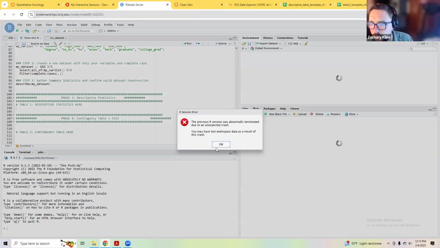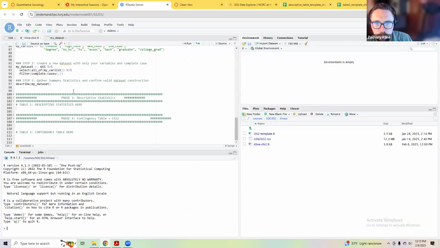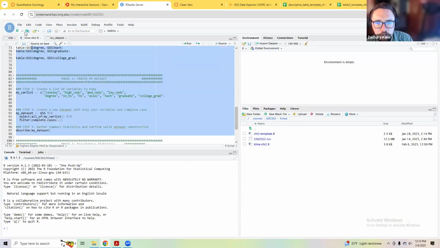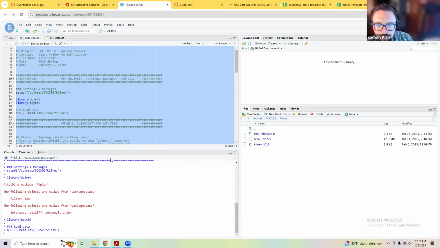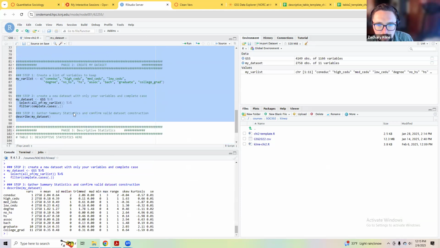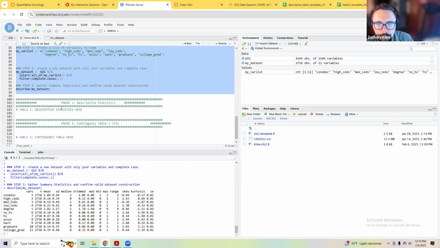So we connect to our RStudio server, and everything crashes again, so it always restarts. And the beautiful thing is here, we should just be able to run all this right up here. It's going to be embarrassing if it doesn't work. But it did, yay.